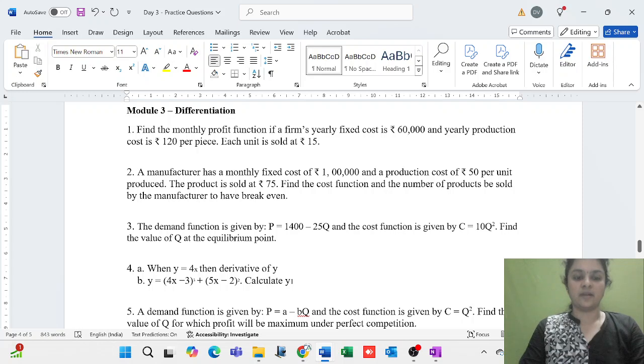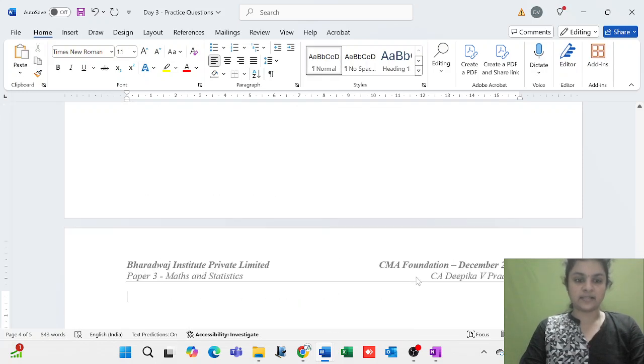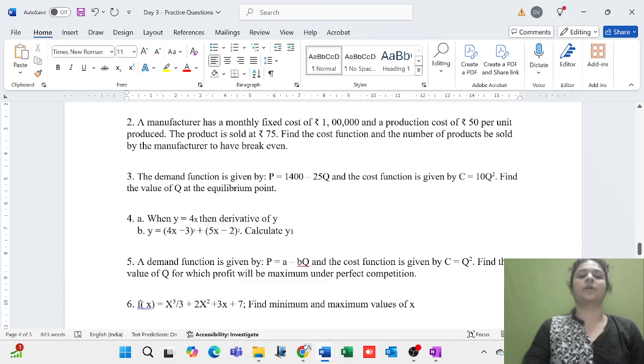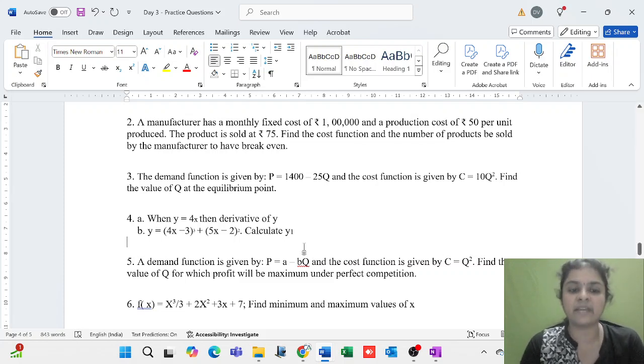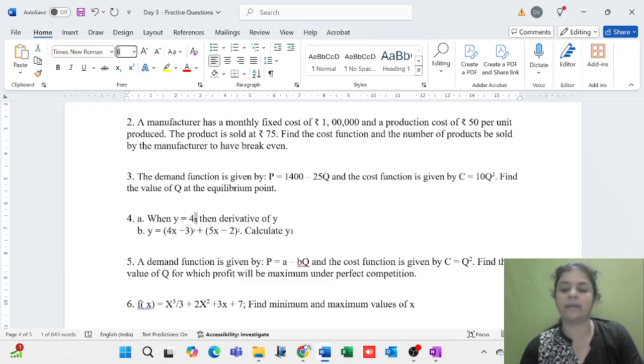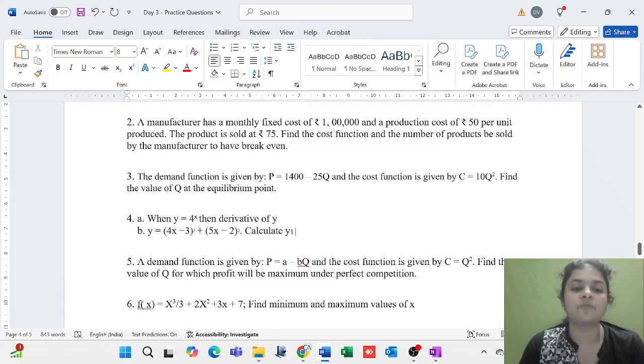Okay. That is what you were asking, question number 6 here. Now before that, you can solve question number 4 and 5 for your homework or practice. For simple derivation practice, y is equal to 4 power x. Find the derivative of y. And the second one is 4x minus 3 the whole cube plus 5x minus 2 the whole square. So you can solve this for your practice for derivations.